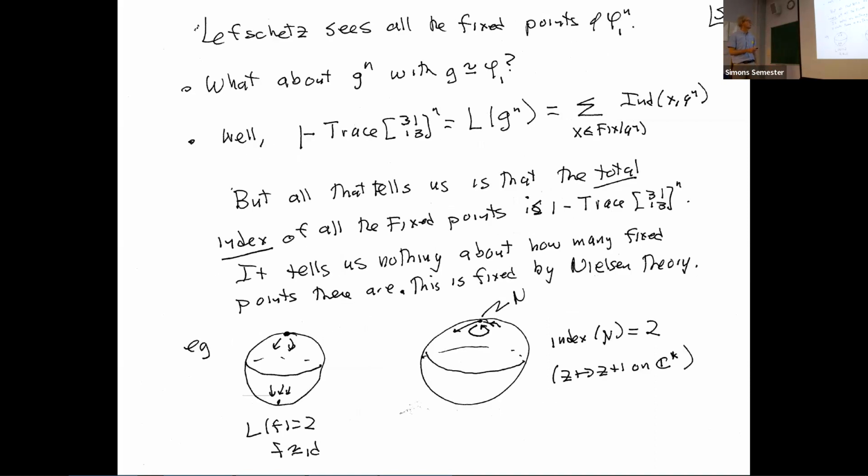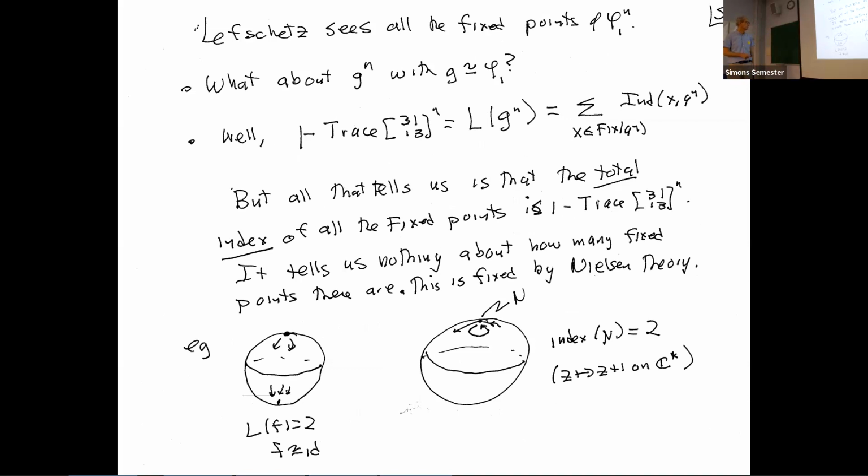All right, but if we look at the powers, there's a realization that everyone comes to about the Lefschetz formula: this is the Lefschetz formula of any G that's homotopic to phi1. It's the sum of the indices. But the problem with Lefschetz is it tells you the total index of all the fixed points, but it doesn't tell you how many there are. They all could be pushed into one fixed point.